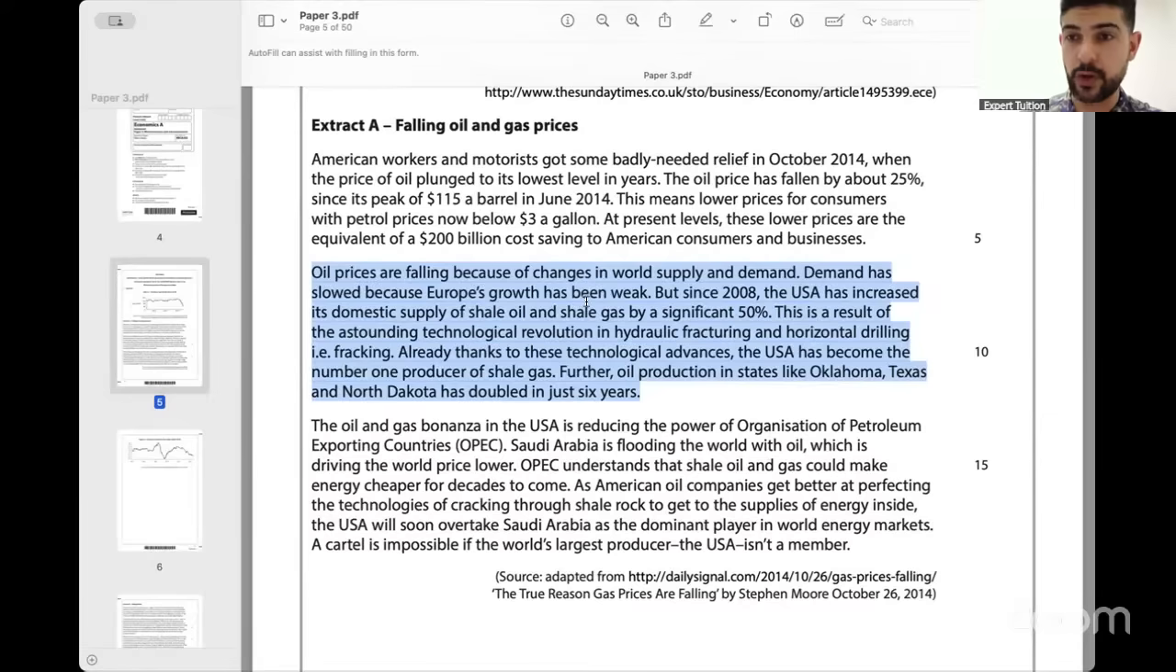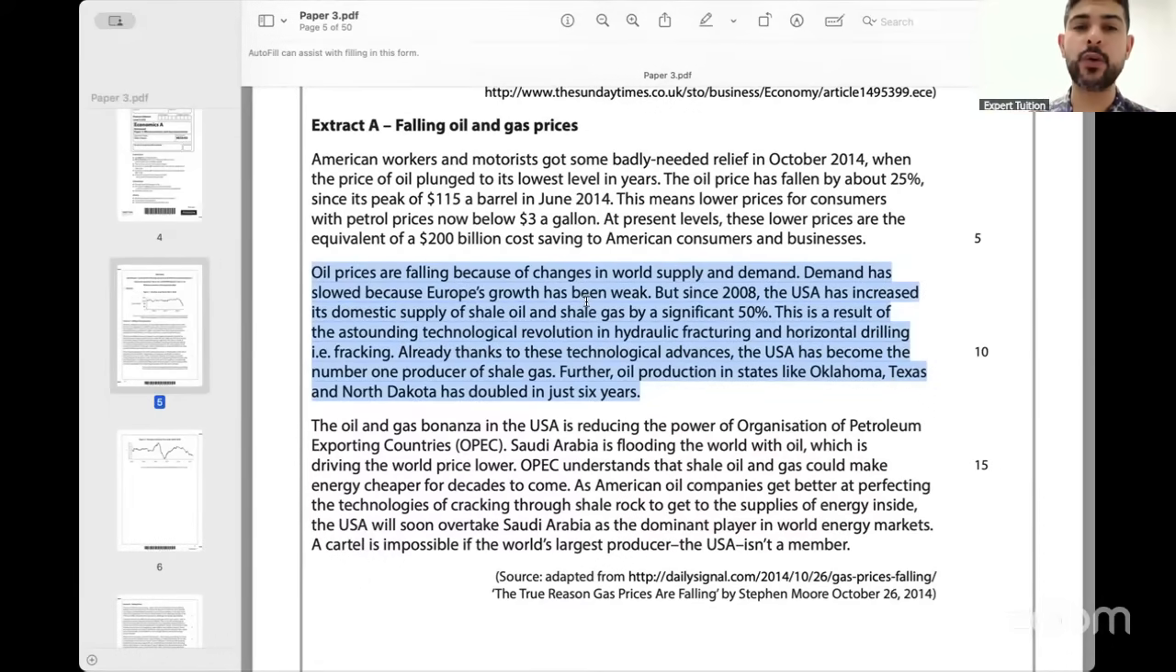One reason why the price of oil has fallen is due to a fall in demand. Topic sentence. That's a knowledge mark. Second thing I need to do is application. According to extract A, quote, demand has slowed because Europe's growth has been weak. Easy peasy. That's my second mark. Then I simply explain it in really simple terms. You go, a fall in demand in Europe would mean that there is less demand for oil as oil is used for the manufacturing process in countries such as Germany. Given this, demand is likely to shift inwards. So that's one paragraph.